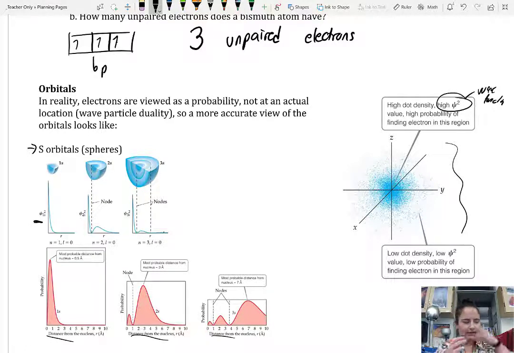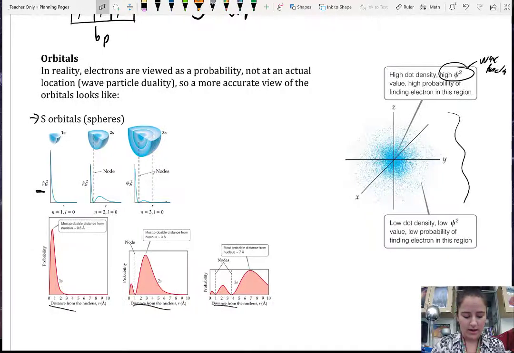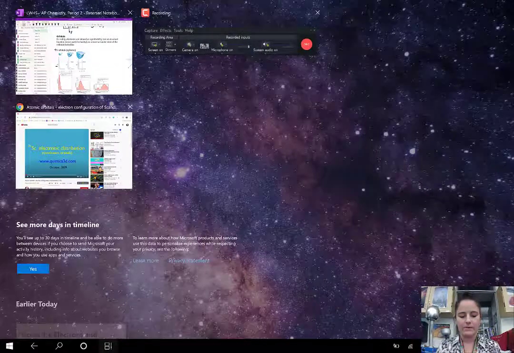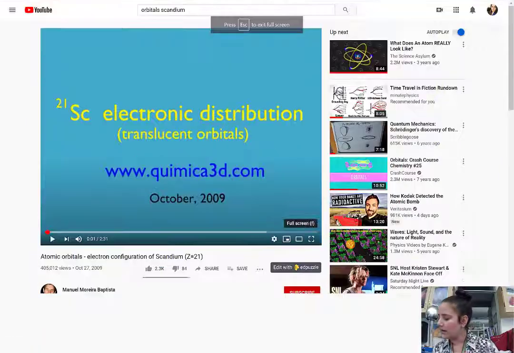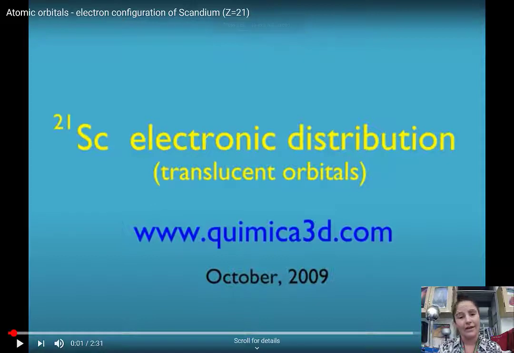Okay, cool. So let's go ahead and start to get the idea in our head of how all of these orbitals are shaped. I'm going to show you guys a simulation or a video going through the electron configurations and the shapes of those orbitals. This is the electron distribution for scandium, okay? And scandium is atomic number 21. So this goes all the way up through the d orbitals.